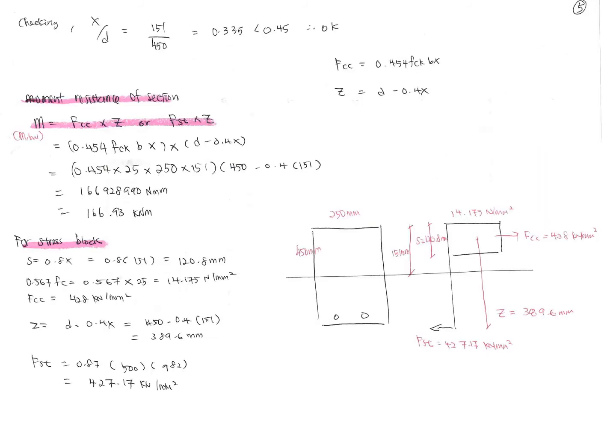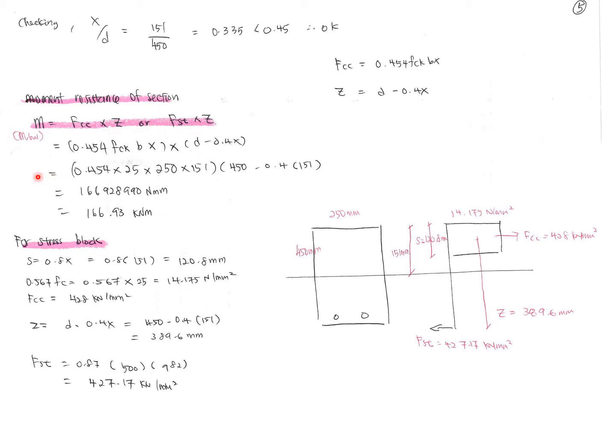After you get x, you check x over d, which is 151 over 550. So it's 0.335, which is less than 0.45, so it's okay. Fcc is 0.454 fck b x and Z is d minus 0.4x. Now we calculate the moment resistance of the section. The moment resistance is equal to Fcc times Z or Fst times Z, because now it's in equilibrium, so you can use either one.